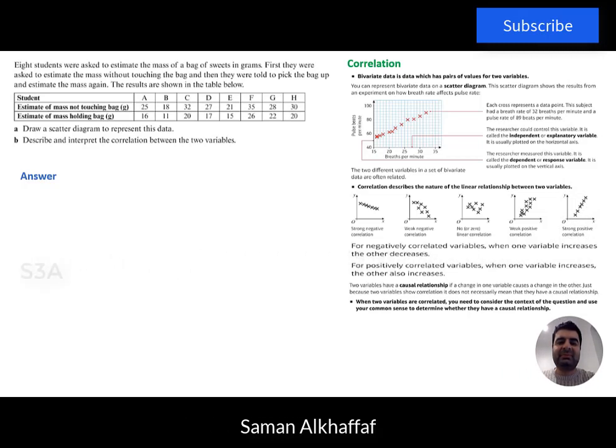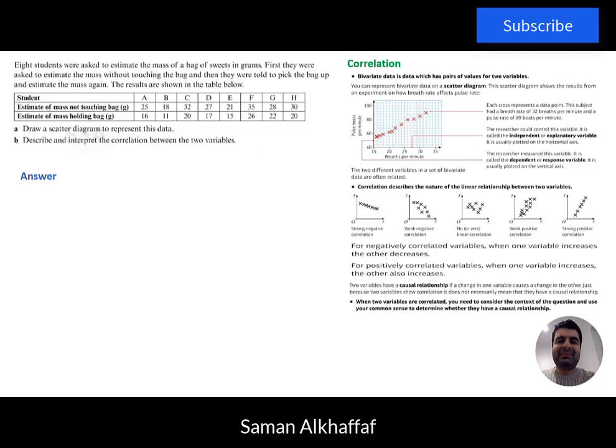Estimate of mass not touching the bag in grams were also around. For A is 25, B is 18, C is 32, D is 27, E is 21, F is 35, G is 28, and H is 30.